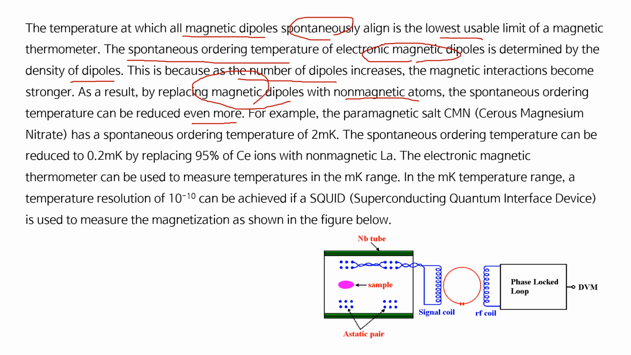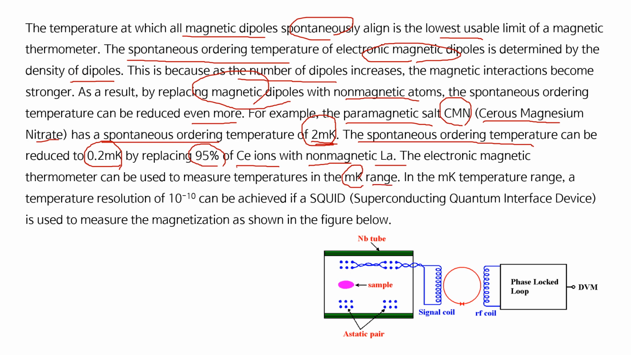For example, the paramagnetic salt CMN, cerous magnesium nitrate, has a spontaneous ordering temperature of 2 millikelvin. This spontaneous ordering temperature can be reduced to 0.2 millikelvin by replacing 95% of cerium ions with non-magnetic lanthanum. The electronic magnetic thermometer can be used to measure temperature in the millikelvin range.